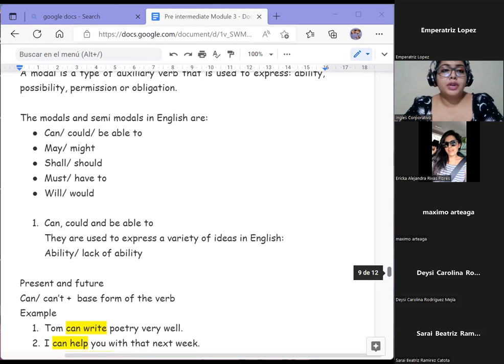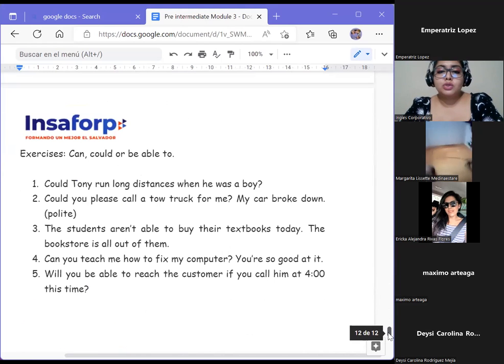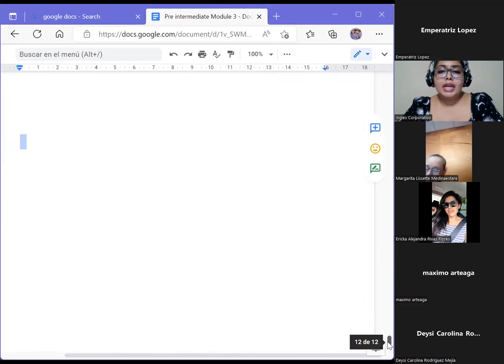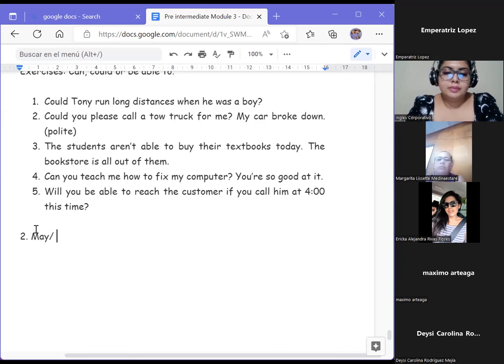We have the information for can, could, and be able to. We were doing some exercises yesterday using the structures that we were learning. Now we are with number 2, the second type of modal verbs that we have, and we are going to see may and might. That is the second part of this information. So, may and might.